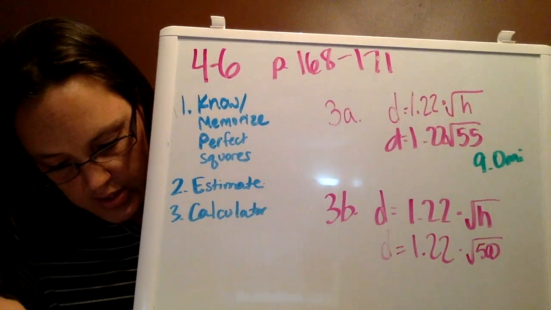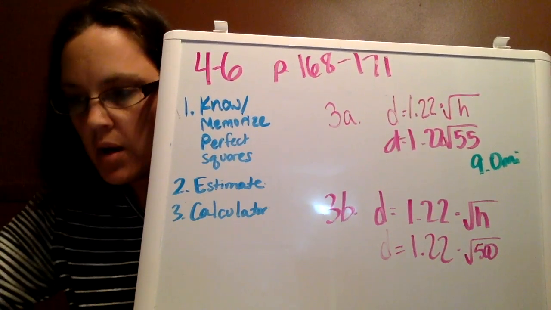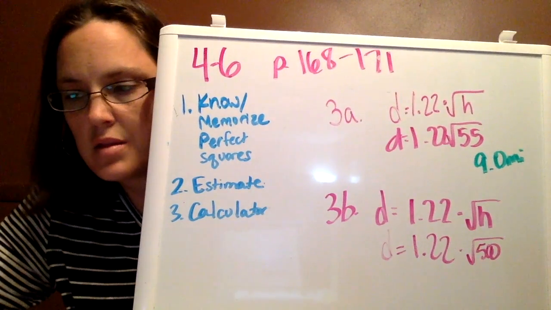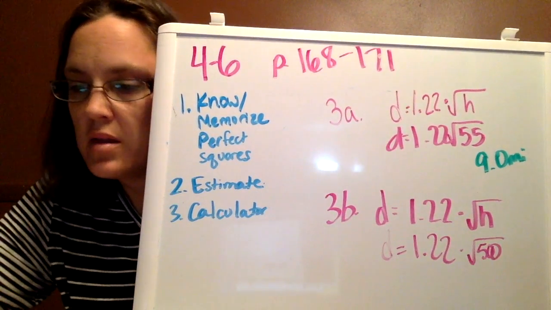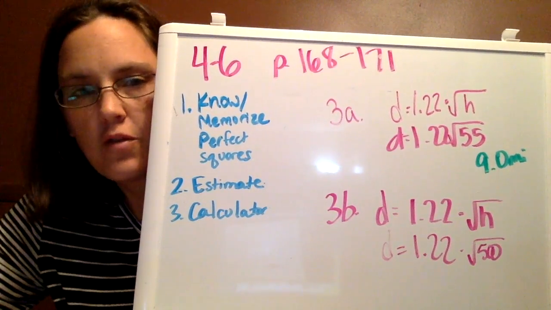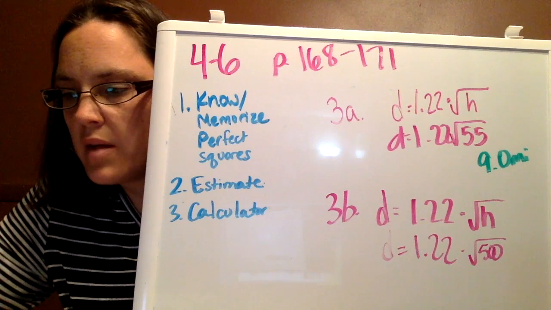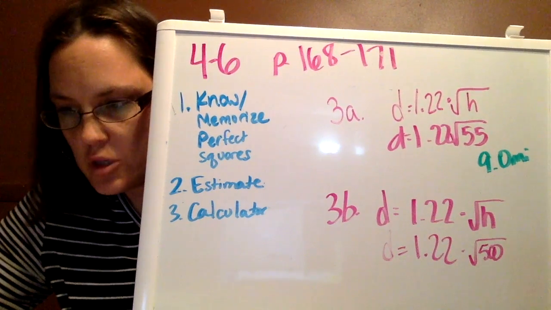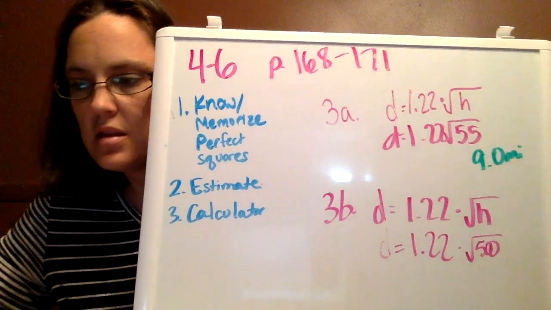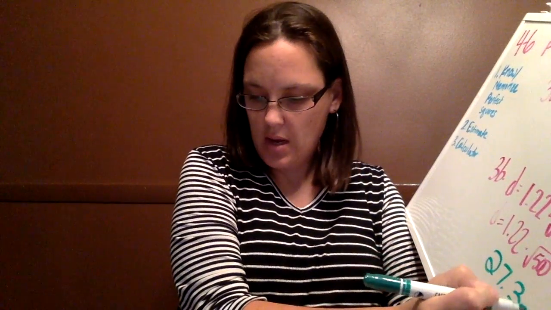For 3b, it says that the Washington Monument is 500 feet tall. So I'm going to find the square root of 500. Again, on my calculator, I type in 500, then the square root key. But on some calculators, you hit the square root key first. I think there's a graphing calculator that I have where I hit the square root key first, then I type in the number. At any rate, once I found the square root of 500, I'm going to multiply that by 1.22, and I get 27.28. And again, it says to round to the nearest tenth, so that 8 will round it up to 27.3 miles.